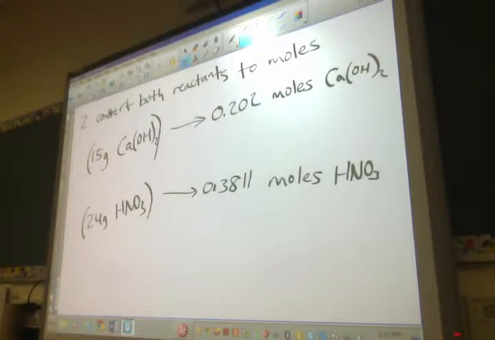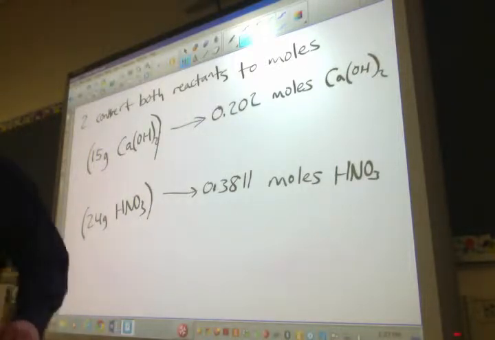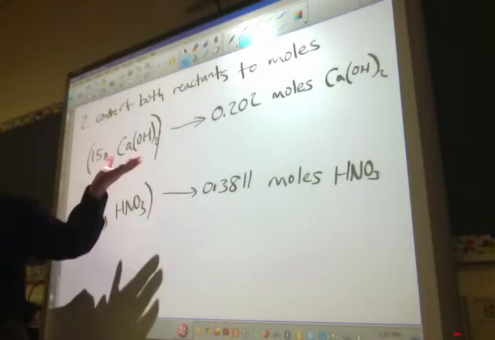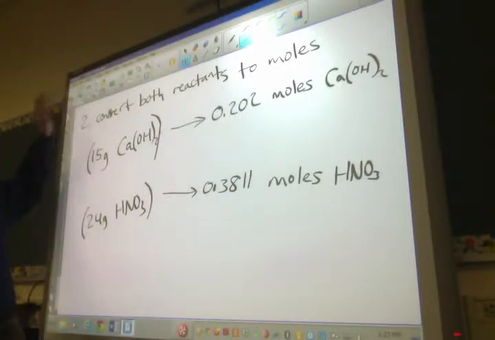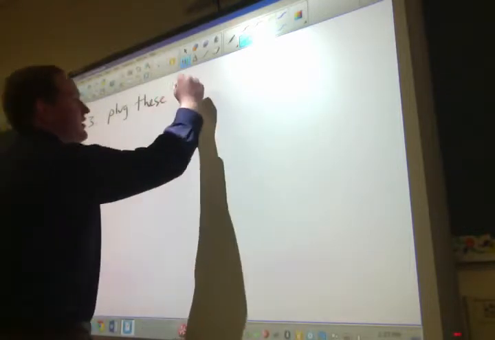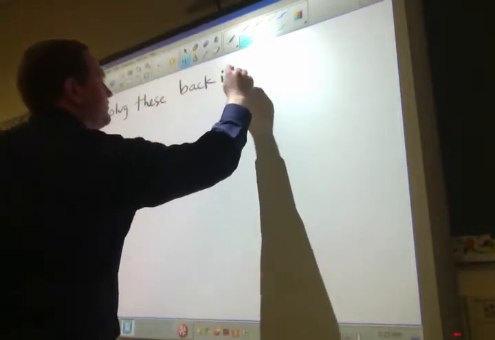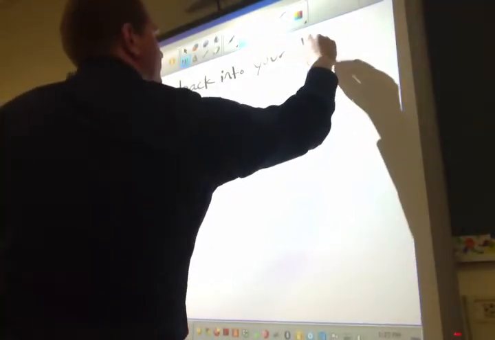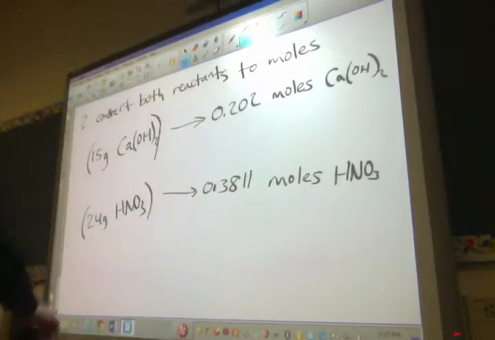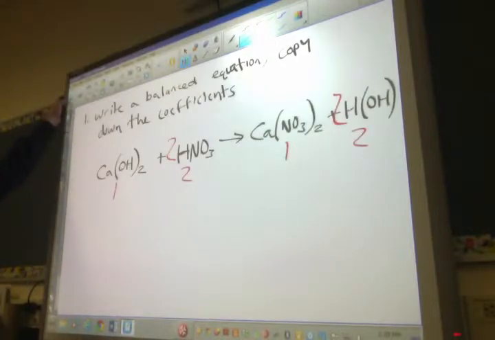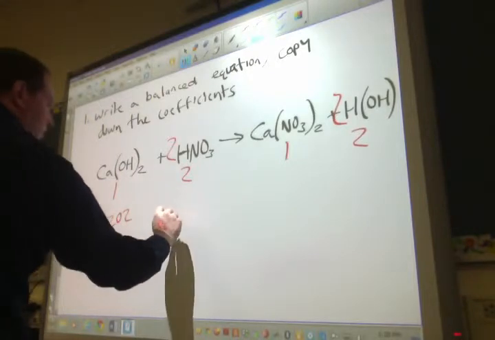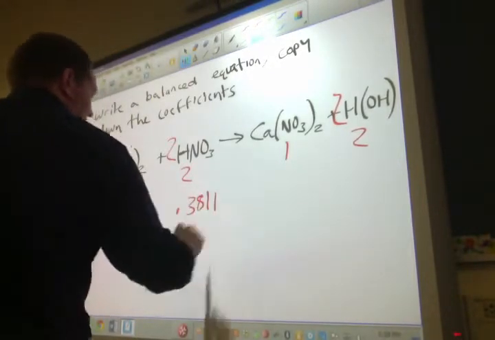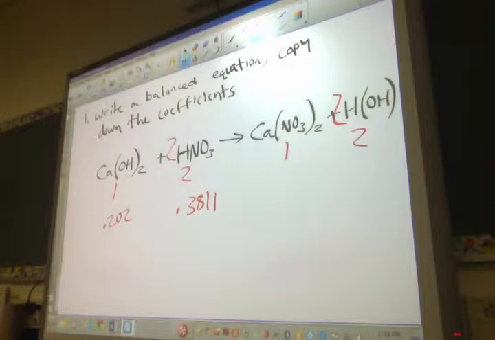Okay, we are going to be moving on. Remember, you're expected to know how to do this, so we don't need to write how to do this. Step 3, plug these back into your table. So we had 0.202 and 0.3811. So right here, 0.202 and 0.3811. So basically we just converted the grams back to moles and plugged it in.